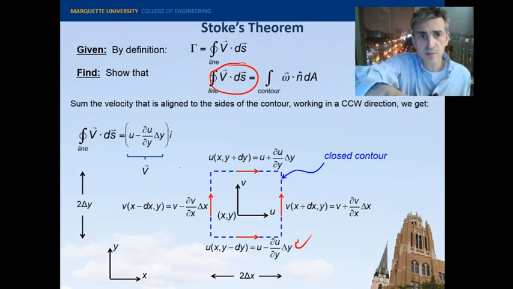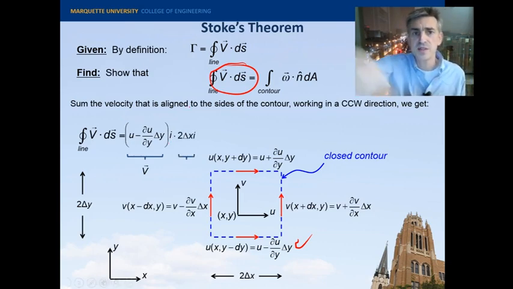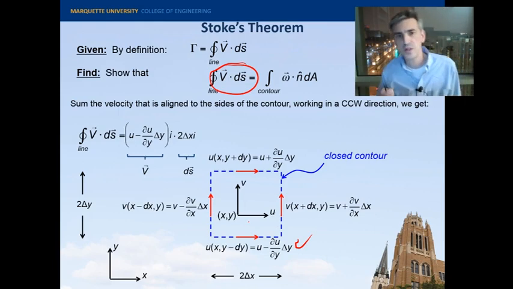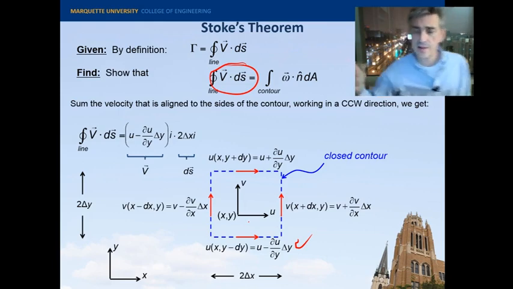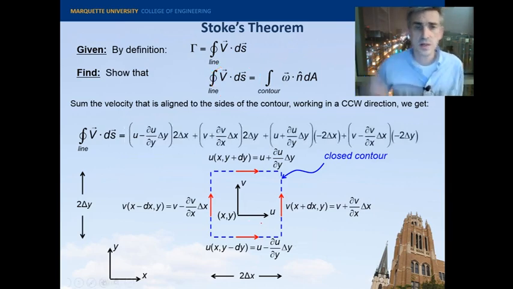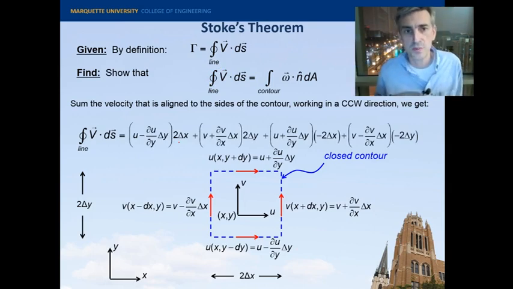That's the velocity component, and it's in the i direction. And then I'm going to sum it with, or dot it, I should say, with this arc length here. So that's 2x, and its unit normal direction is i. So together, that would just be 2x times this u minus du, partial u partial y times dy.